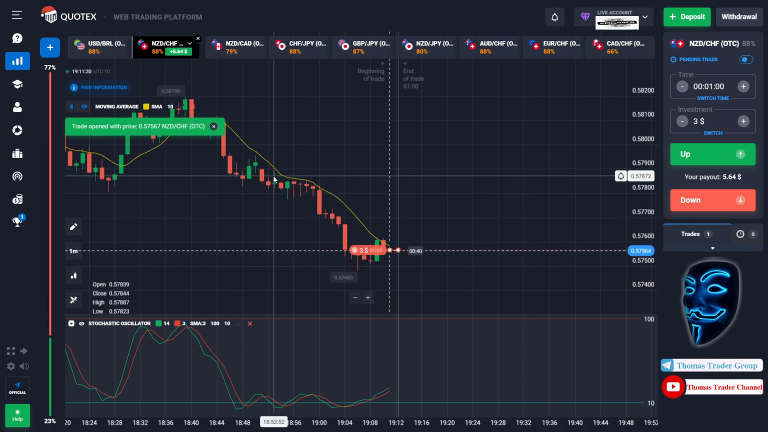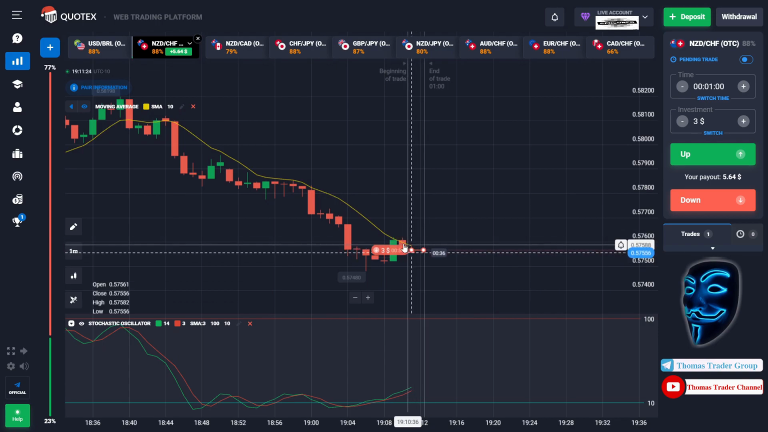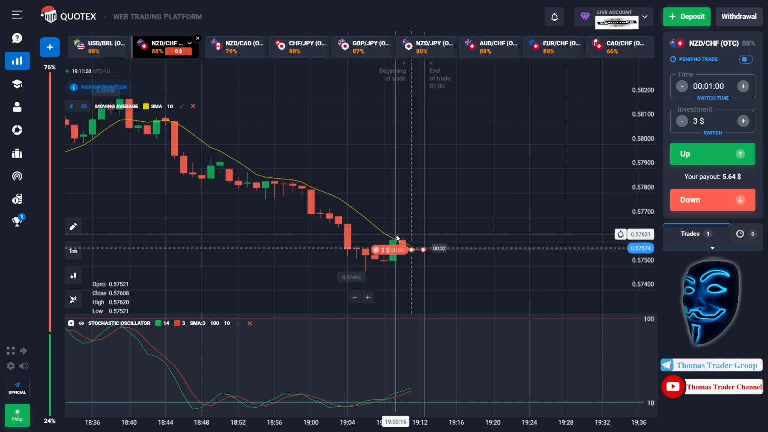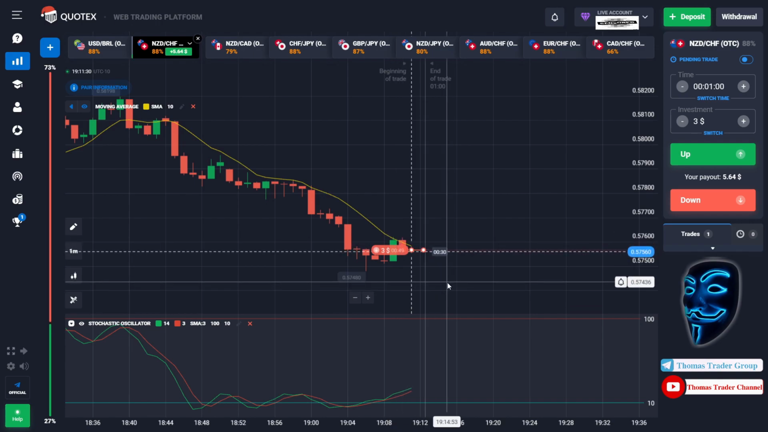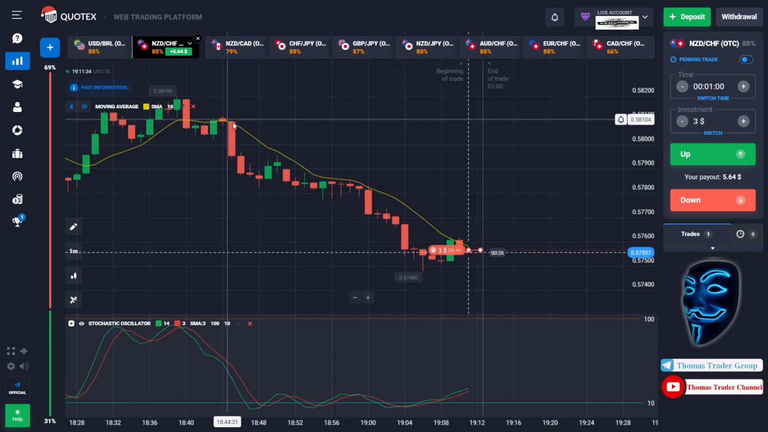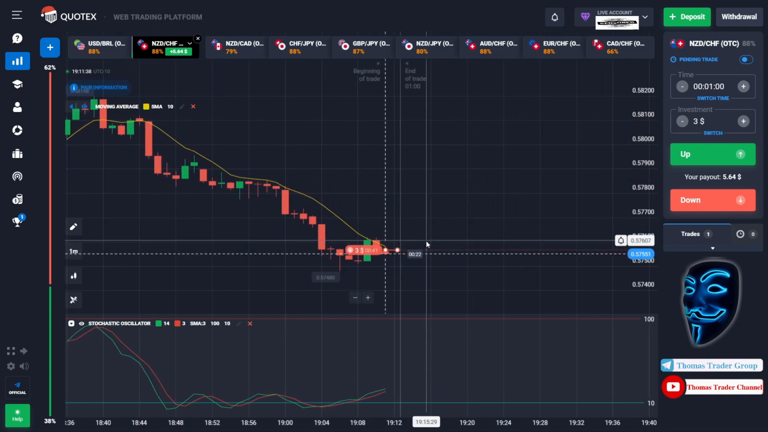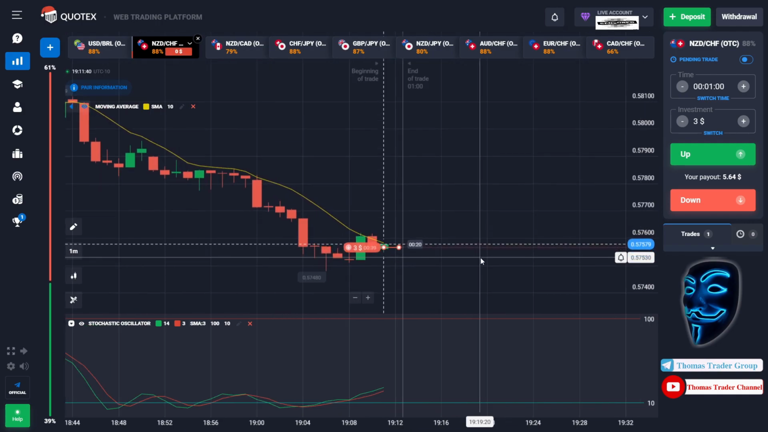As you can see, the market is going bearish and the market has already touched the moving average line. When the market touches the moving average line, it will make a rebound and it will continue the bearish trend. And here is the example. When the market touches the moving average line, it makes a rebound and it continues the bearish trend. Let's prove it and let's wait till the end of our trade.